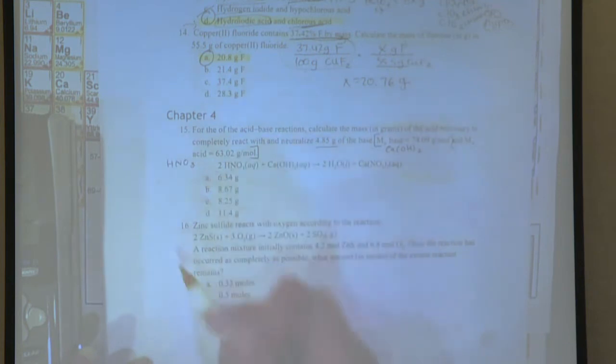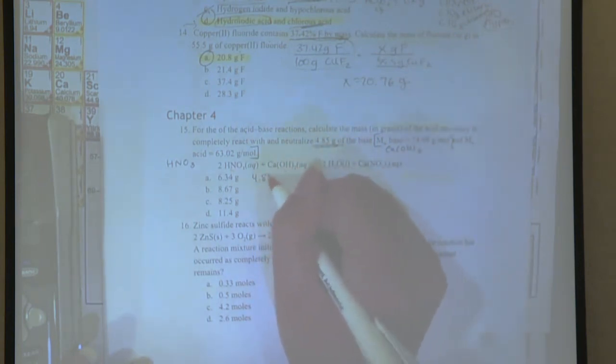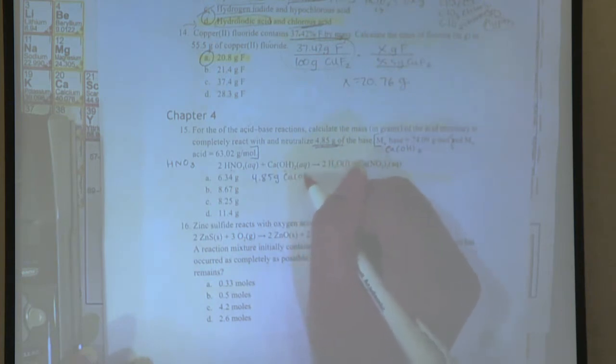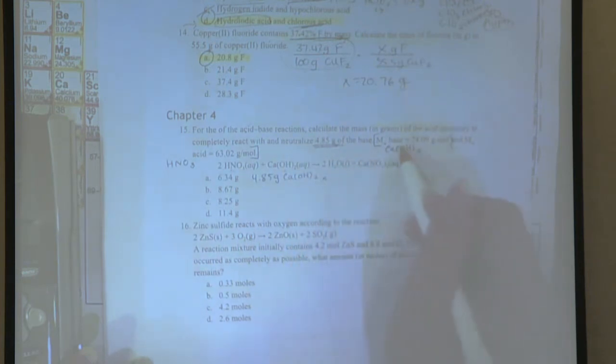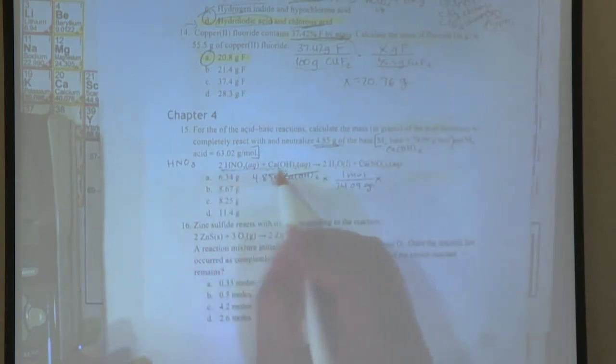First thing we're going to do is figure out how many moles of our base we have to work with. So if we have 4.85 grams of Ca(OH)2, they tell us that for every 1 mole it weighs 74.09 grams, right? So we can cancel this out. And we know that given this equation, for every 2 moles of acid, it only reacts with 1 mole of base.